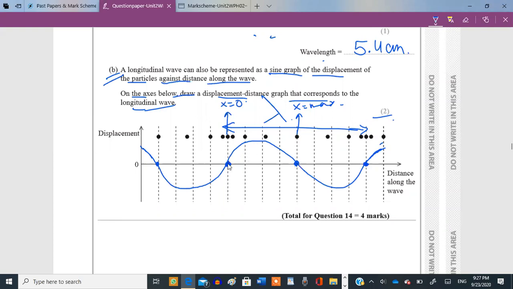See, the wave is returning back to zero after 1, 2, 3, 4 dotted lines ahead. This is the first box, this is the second one, this is the third one, and this is the fourth one. So 4 boxes ahead, the wave is returning back to zero. On the back side as well, 4 boxes behind, it will be returning back to zero. Okay, so somewhat like this.